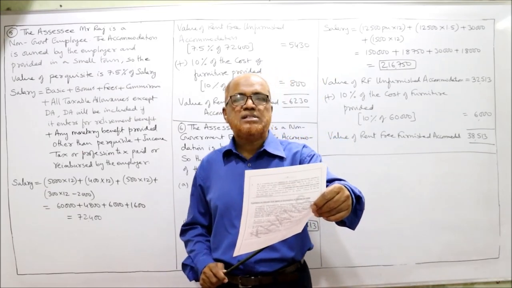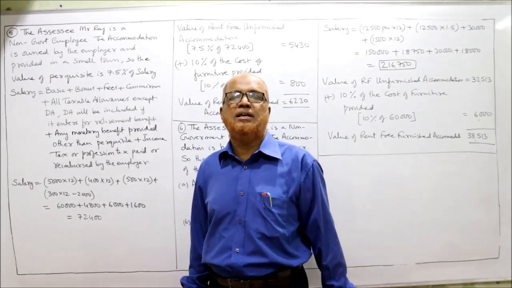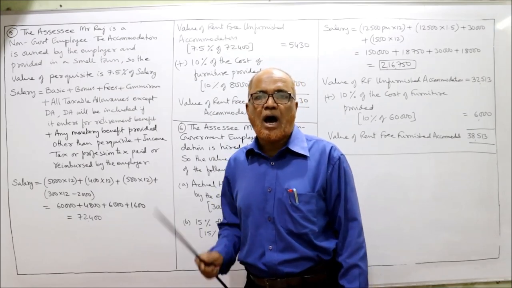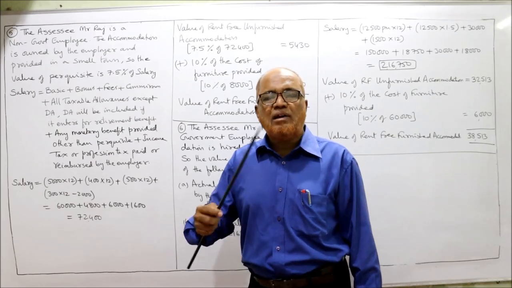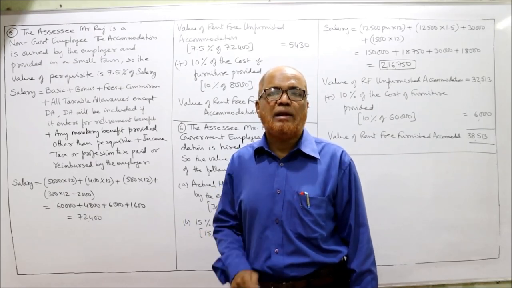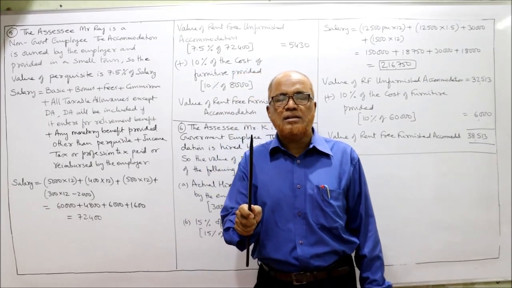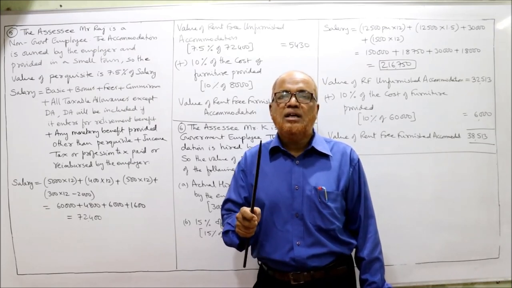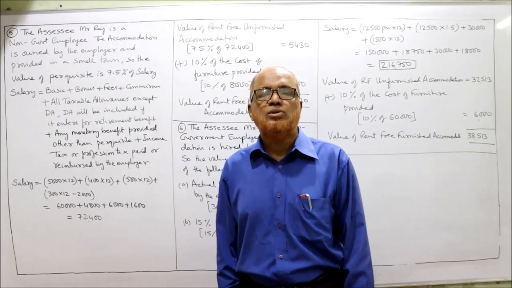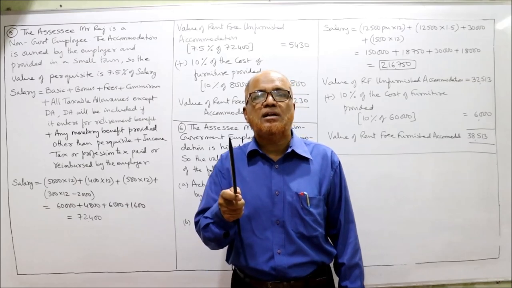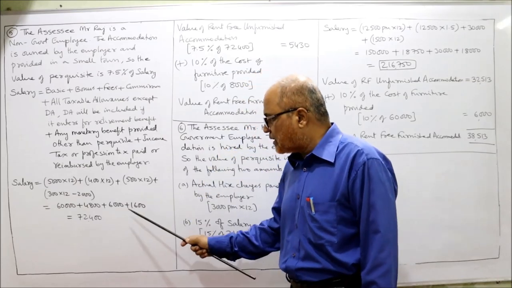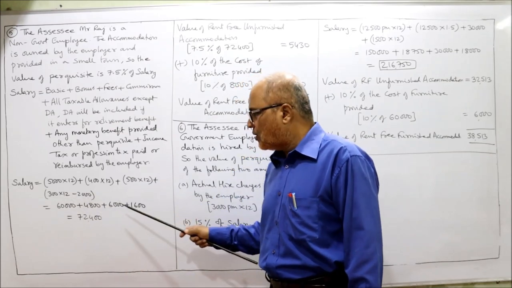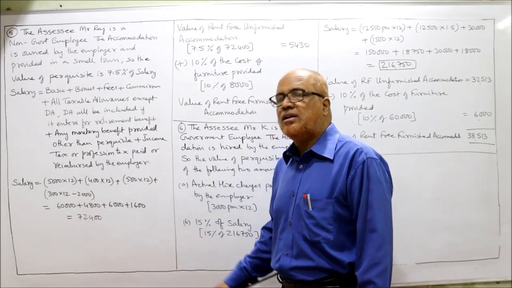Plus uniform allowance 300 per month, and he spent 2,000 for his uniform in the year. Regarding uniform allowance, the Income Tax Act says the unspent amount is taxable. That means how much allowance he got: 300 per month into 12, 3,600. Out of 3,600, he spent 2,000. How much is the unspent amount? 3,600 minus 2,000, 1,600. So salary will be 72,400.